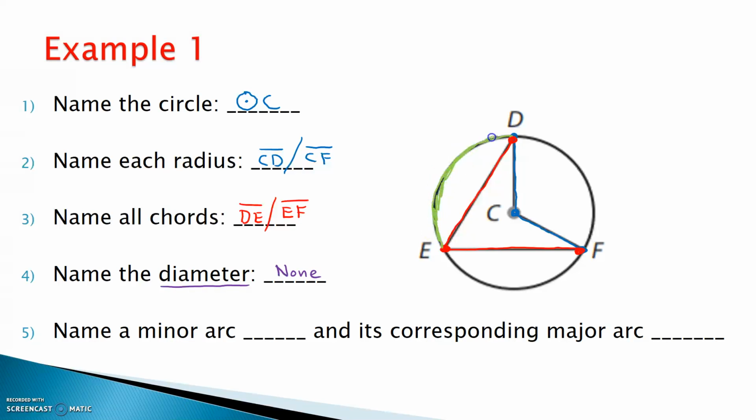So how do I label that arc? That's the minor arc. It's the shortest distance. So I'm going to label that D, E. But again, don't forget your arc symbol. Try to make it not a straight line, but with a little arch to it.